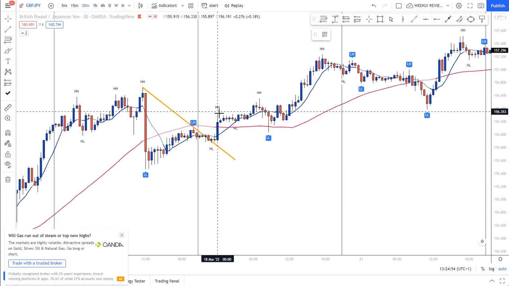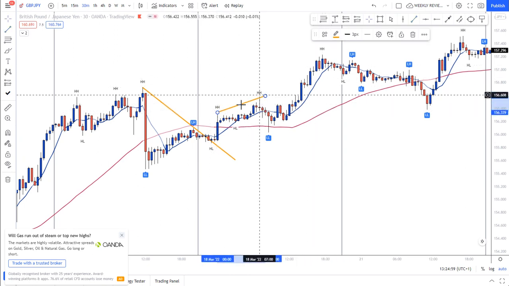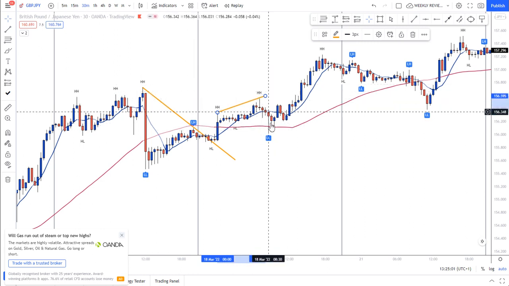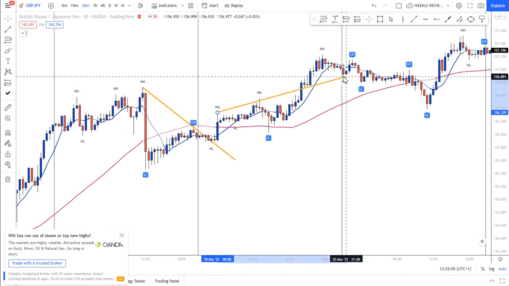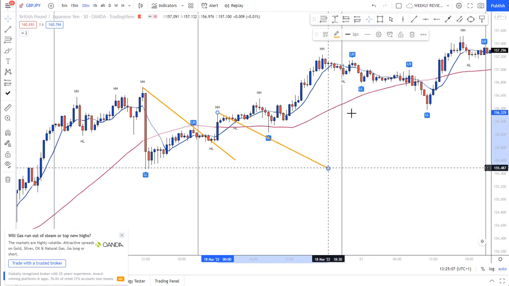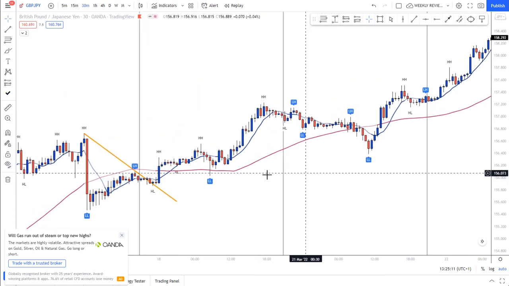Then we have a higher high here, higher high here. You know what I mean? It's not in any way tradable the way that trend line's drawn. Yeah? So there's no trend line drawn there. So we watch price continue up.